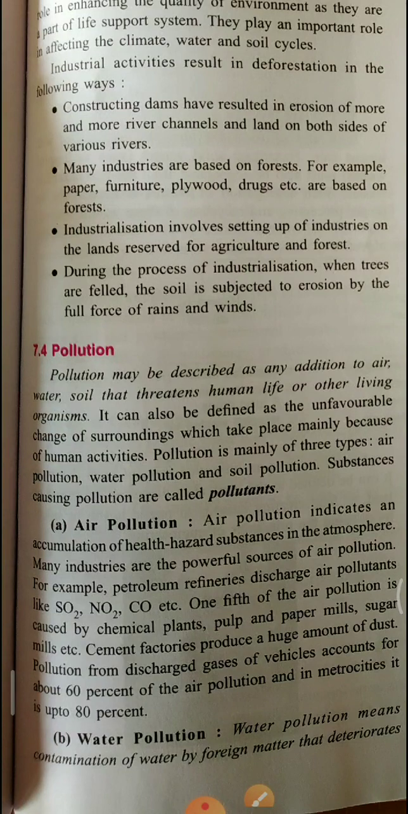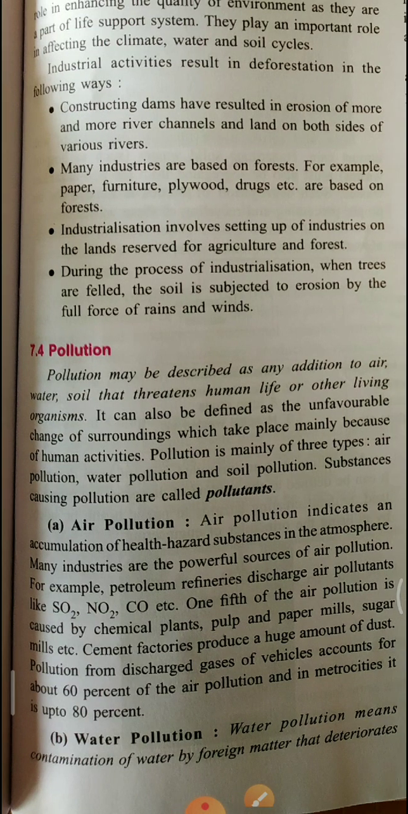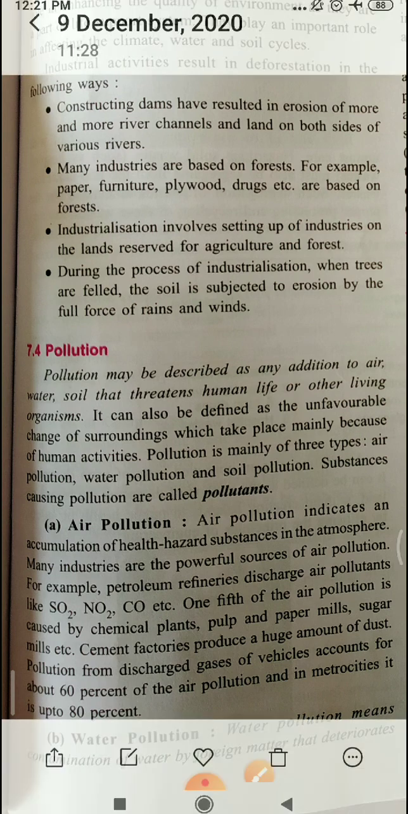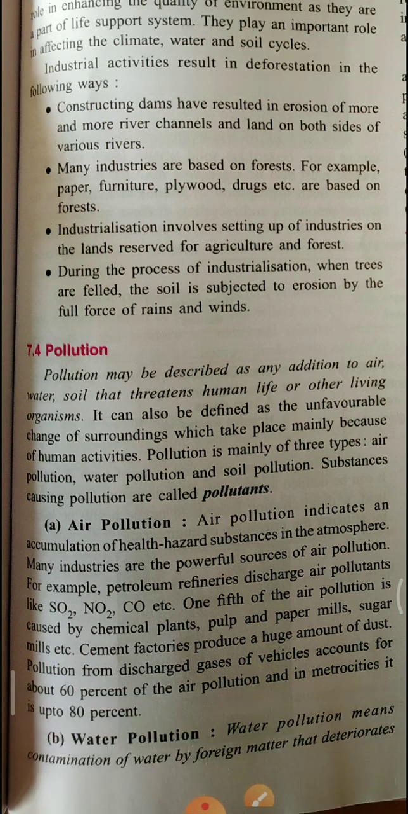Main industries are the powerful source of air pollution. For example, petroleum refineries discharge air pollutants like SO2, NO2, CO, etc. 1/5 of the air pollution is caused by chemical plants, pulp and paper mills, sugar mills, etc. Cement factories produced a huge amount of dust.